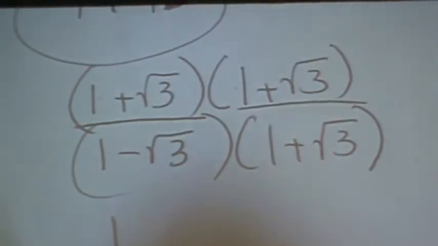Now, we can't leave our answer like that. We have to multiply by the conjugate. So it would be 1 plus root 3, 1 plus root 3. So when you multiply, 1 times 1 is 1.